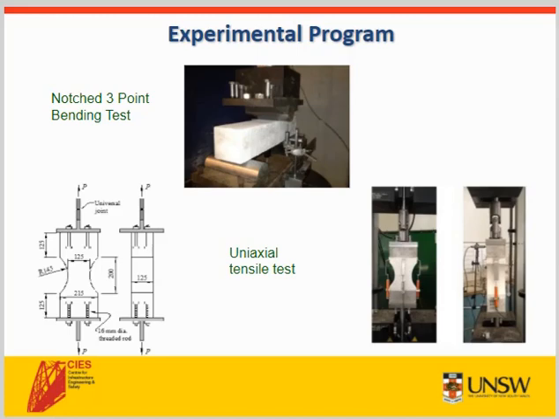And the prisms were tested in a closed loop system by fixing a clip gauge to the underside of the beam at the notch to measure and control the crack mouth opening displacement at the soffit of the prism during testing. The uniaxial tension tests shown at the bottom were conducted on hourglass-shaped dog bone specimens.